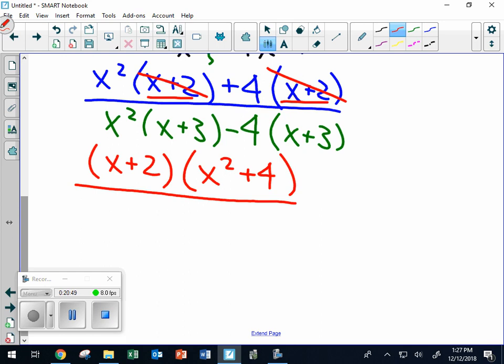We do the same thing on the bottom. We have an x plus 3 term in common. So you can factor out an x plus 3. Then we've canceled those out. So what's left is an x squared minus 4.